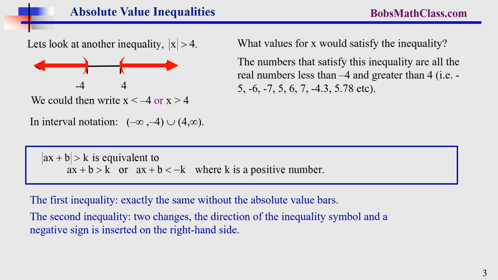So again, we made a note on our first inequality. It's exactly the same without the absolute value bars. On the second inequality, there's 2 changes. The direction of the inequality symbol, and a negative sign is inserted on the right-hand side. Let's do an example.